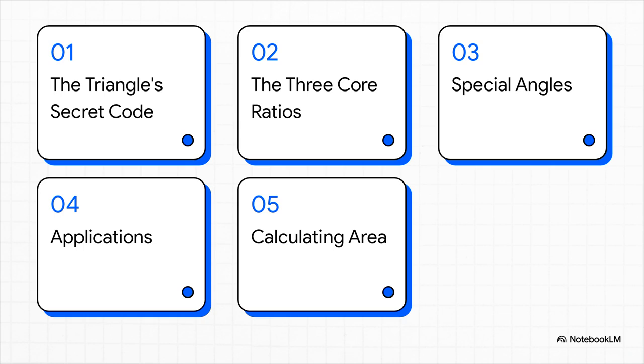All right, so here's our game plan. First, we'll find the key to this whole thing, the right-angled triangle. Then we'll learn the 3 secret words of its language, what we call the core ratios. After that, I'll show you some magic numbers that act as awesome shortcuts. And finally, we'll take all this new knowledge and put it to work solving some really cool problems. You ready? Let's do it!